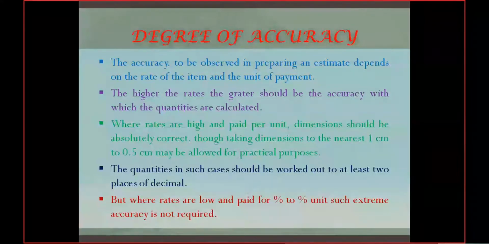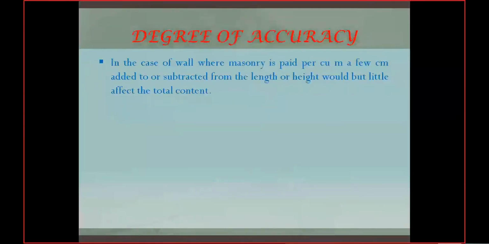When the cost is high and when the cost is low, for example, if we consider brickwork. In the case of brickwork, we need to pay per cubic meter. The brickwork quantity is calculated per cubic meter. So when we are paying per cubic meter of brickwork, if there is an error in the length or height of the wall, maybe in centimeters, not in meters.